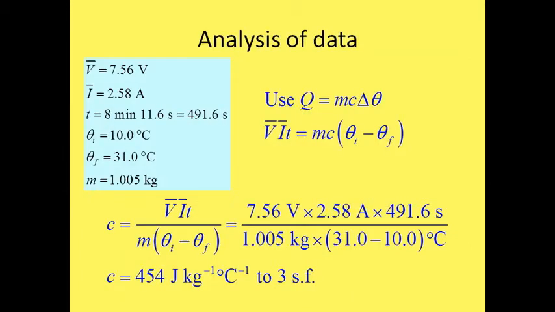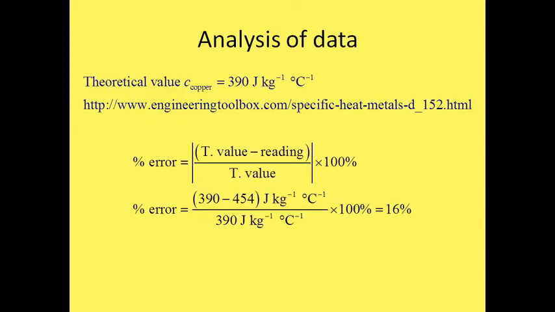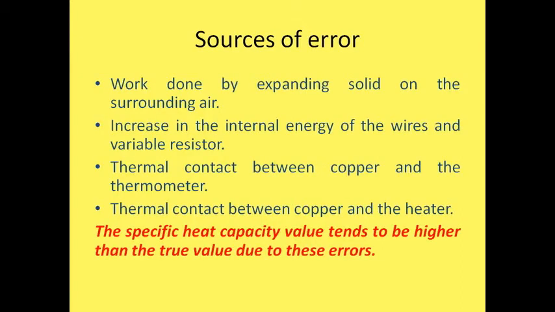and using the equation Q equals mc delta theta, we find the specific heat capacity of copper with a percentage error of 16%. The sources of error will tend to make the specific heat capacity higher than the actual value.